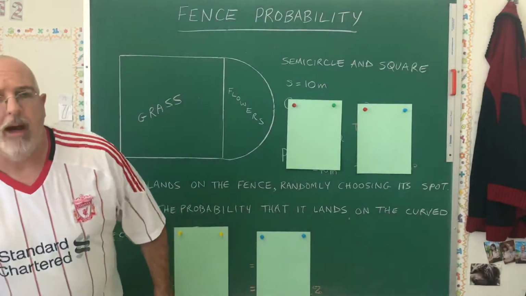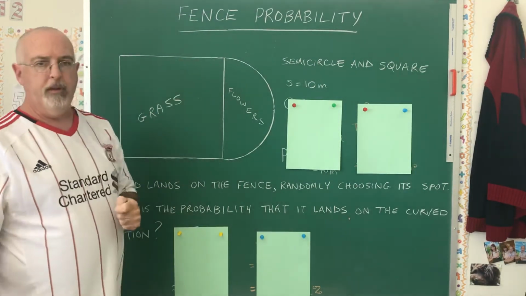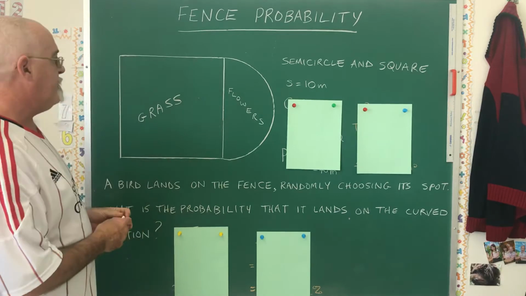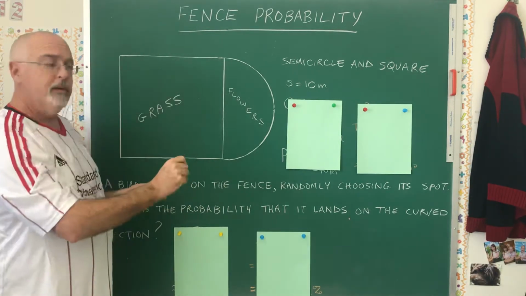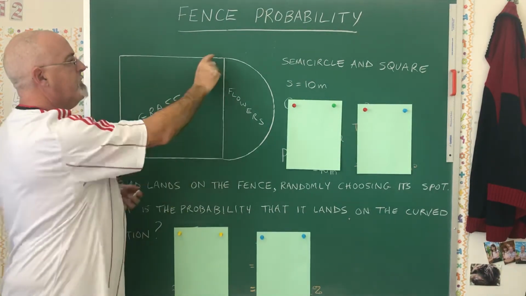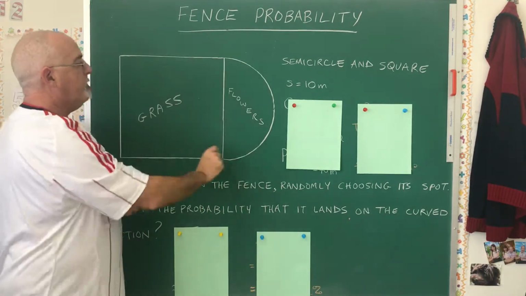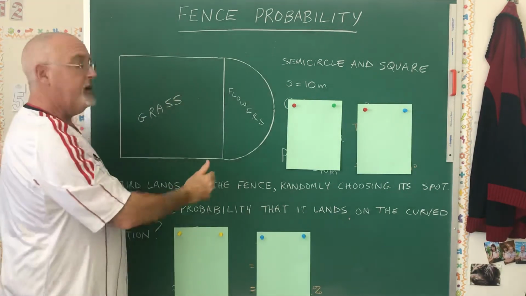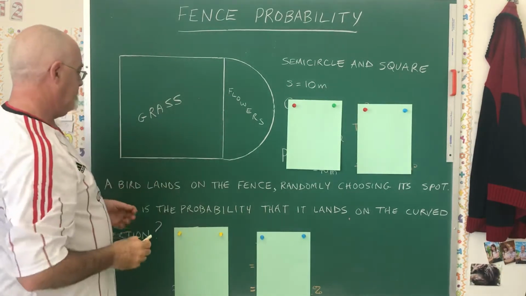Today's daily dose of math is about something I'm going to call fence probability. It's a probability question that involves a fence around a property. So what we have here is a square portion of the property and a semicircular portion. And there's a fence around the whole property as well as a fence separating the grass from the flowers, separating the square from the semicircle.